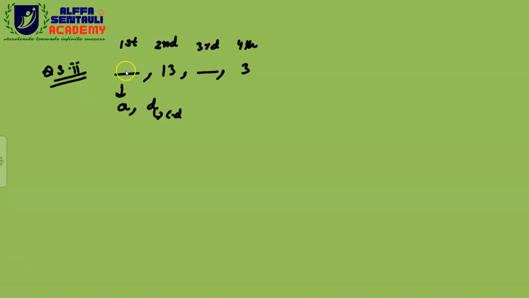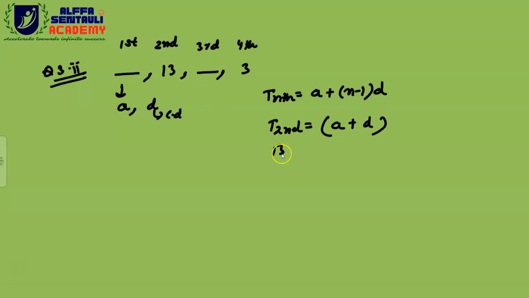Right? So now let us write an equation for the second term. We'll be using this formula, Tn is equal to A plus n minus 1 into D. Correct? So if we solve for the second term, it should be A plus D. So second term is 13 and this is equal to A plus D. This is equation 1. Now let us write for the fourth term. So for the fourth term, this is 3. This should be A plus 3D. Correct?